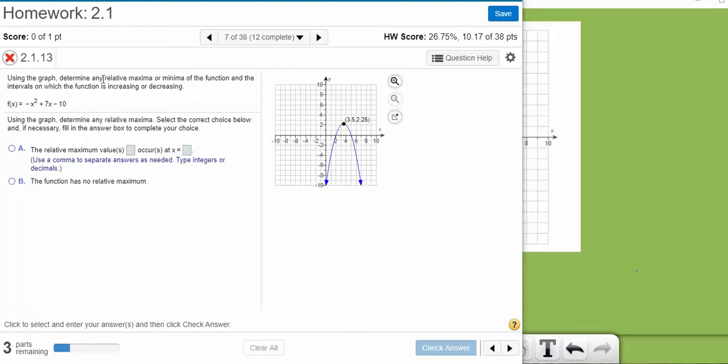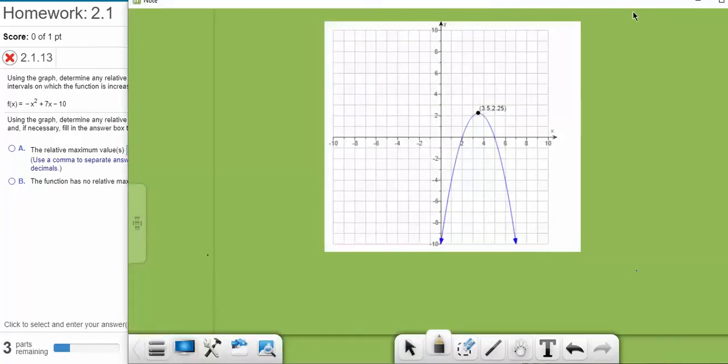2.1.13, use the graph determining relative maxima or minima of the function and the intervals in which the function is increasing or decreasing. So relative maximum minimums, one way that we can find them, basically in the notes I talked about, they're peaks and valleys, right? So notice this is a high point. So another way we can talk about it too is where the function switches from increasing to decreasing.